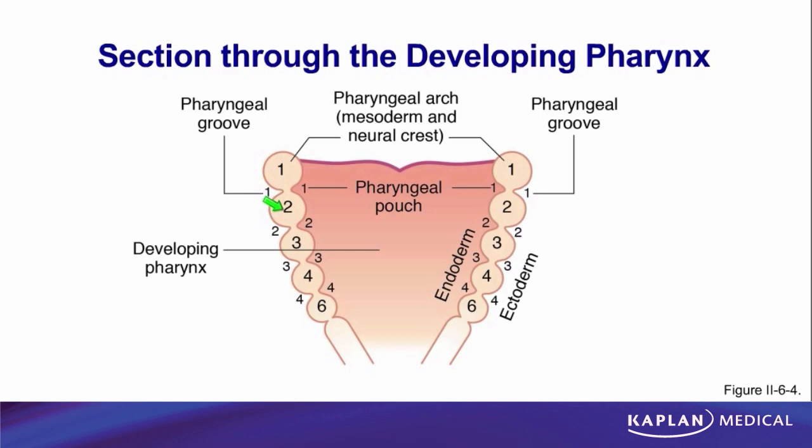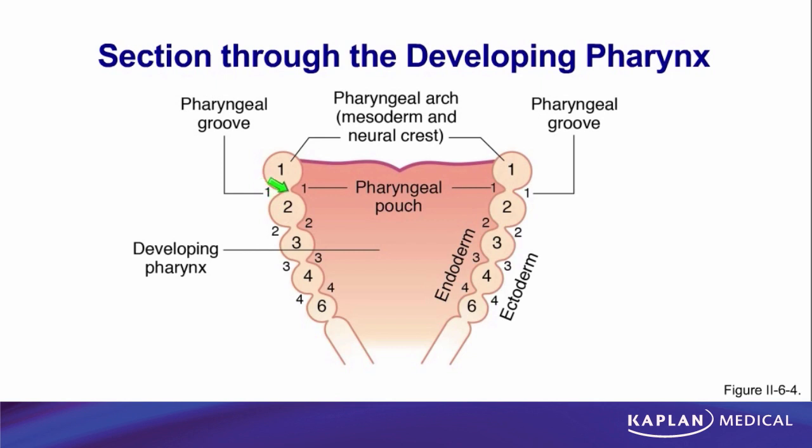Now, remember, we said that the arches contain mesoderm and neural crest. And what we're going to see is that the neural crest that's in those arches is going to give rise to cartilages and bones, primarily, some ligaments, but mostly cartilages and bones. And so the pinna, which is made of cartilage, is coming from the neural crest of the first and second arch, surrounding the ear canal, which is from the first groove. So that kind of makes sense.